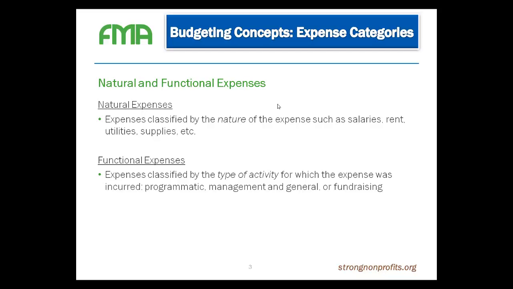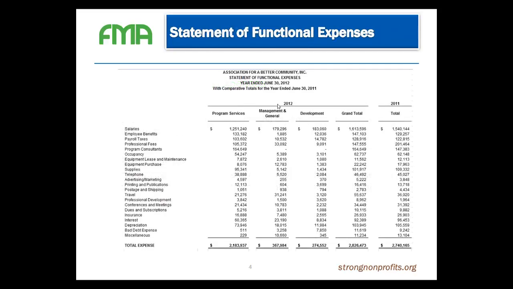Functional expenses, on the other hand, are expenses classified by the type of activity for which the expense was incurred. So in the nonprofit sector, that would be distinguished among programmatic, management and general, also called administrative expenses, or fundraising expenses.